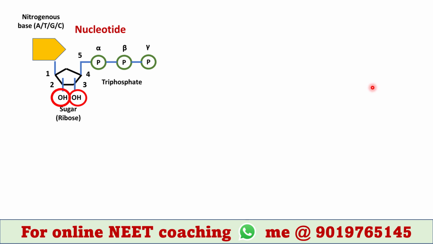A DNA contains huge number of deoxynucleotide monomer. Each nucleotide is composed of a nitrogenous base which can either be A, T, G or C, a ribose sugar and 3 phosphate molecules which are called alpha, beta and gamma phosphates.